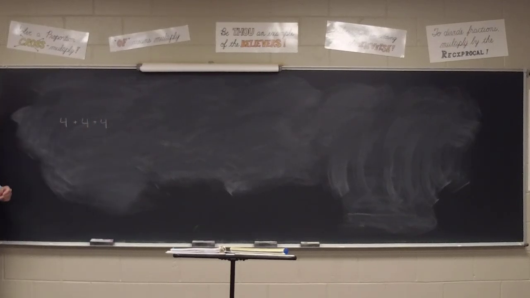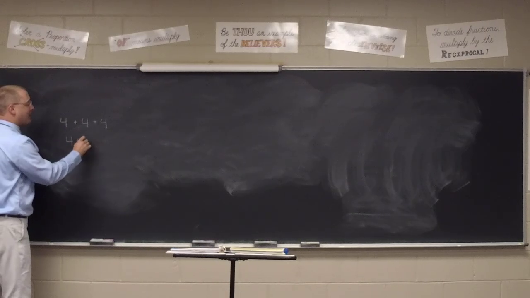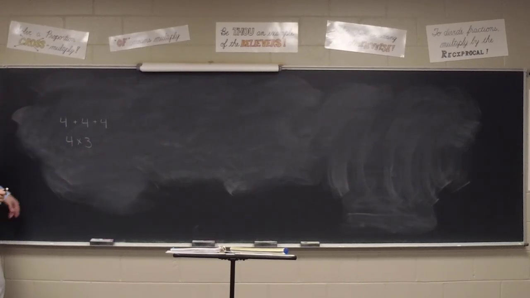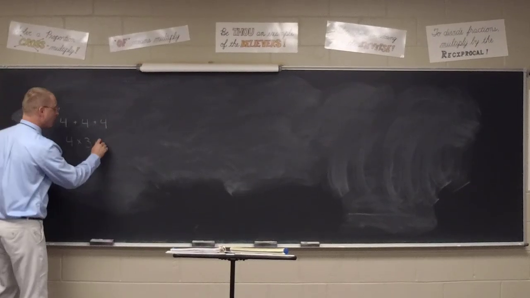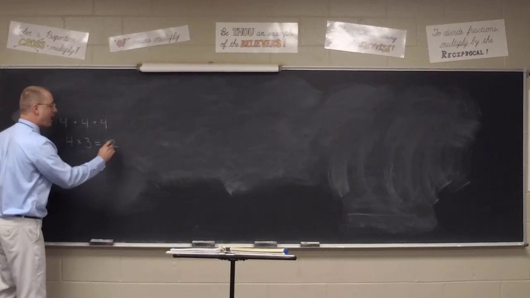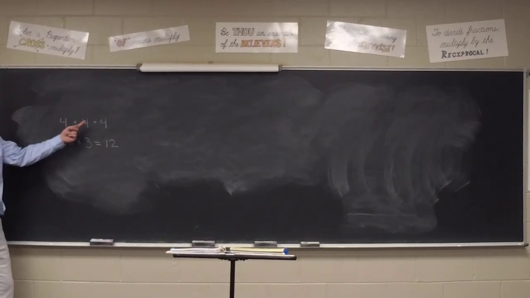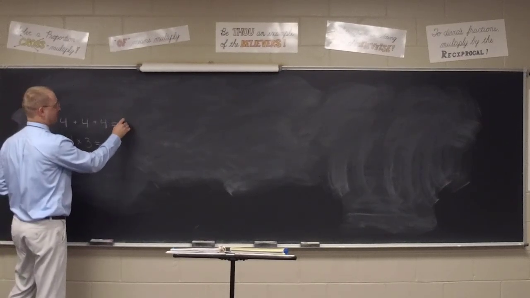4 plus 4 plus 4. And the teacher would say something like, but class, there's a faster way. I want to teach you a shortcut. I could write this as 4 times 3. And that means I've got 3 4s being added. And 4 times 3, we're going to memorize, is 12. After all, 4 plus 4 plus 4, class, is 12.